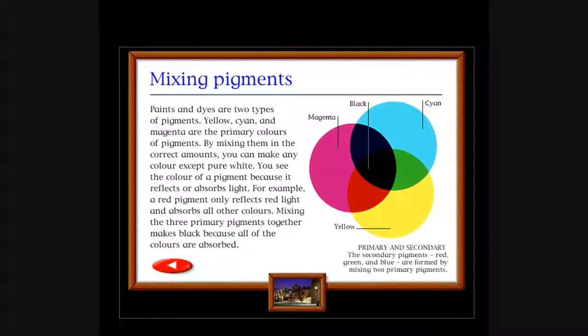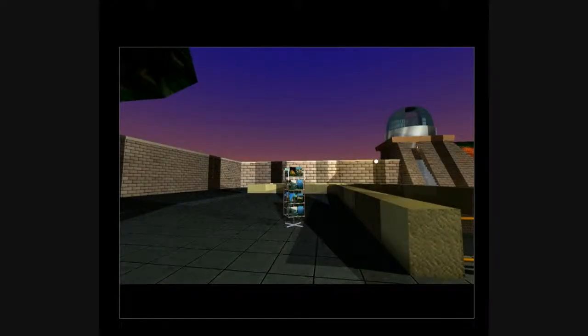Magenta, yellow and cyan make black. Magenta plus yellow, red. Cyan plus yellow, green. And all of them together, black. Magenta, cyan, blue. Dark blue. Some type of blue.